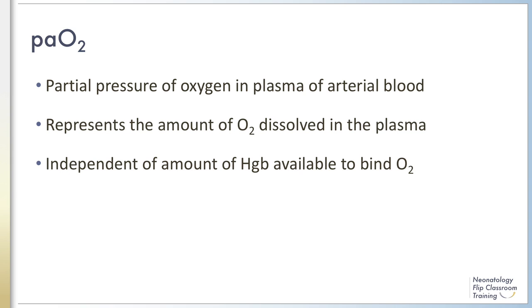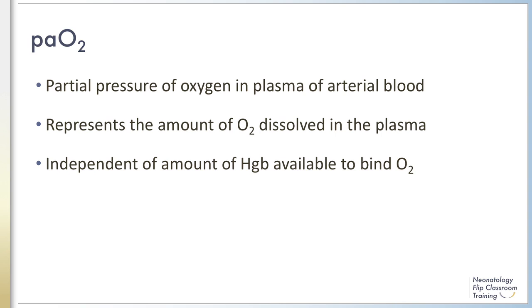The first term is PaO2. This is the partial pressure of oxygen in the plasma of arterial blood. You can also think about it as the amount of oxygen dissolved in the plasma. It is important to recognize that PaO2 only accounts for the free oxygen in plasma, not any oxygen bound to hemoglobin. If you want to know the total amount of oxygen in blood, then you need to calculate the oxygen content, which we will be reviewing shortly.